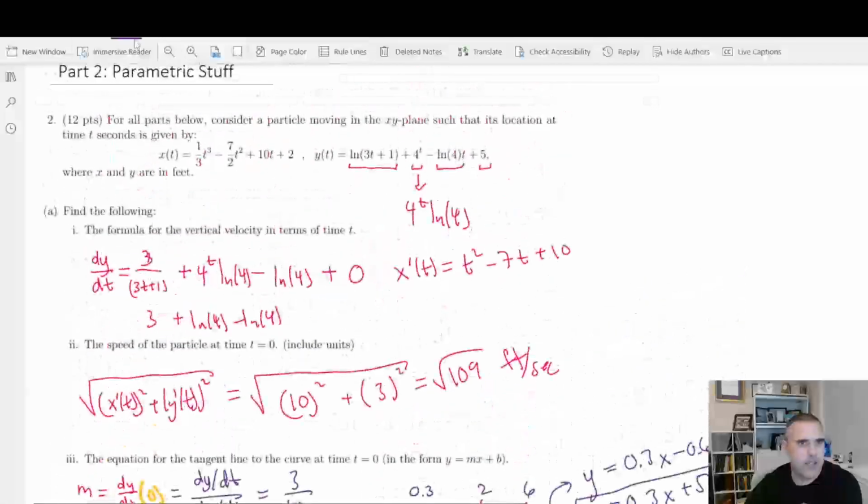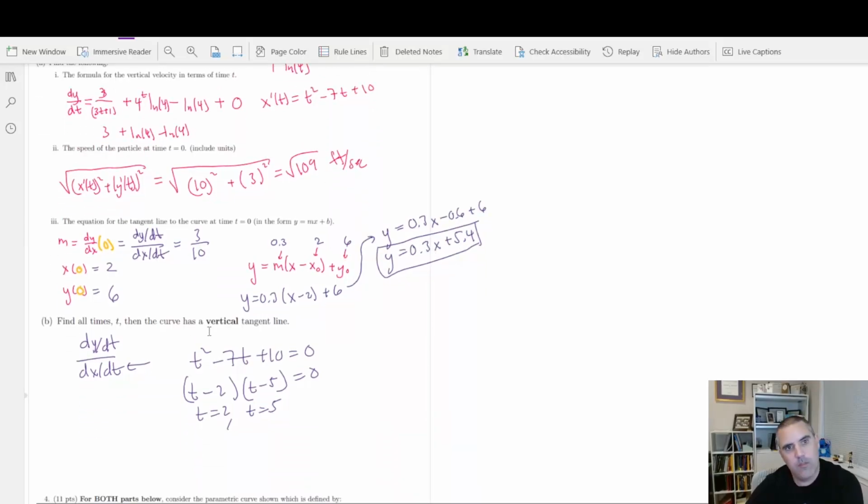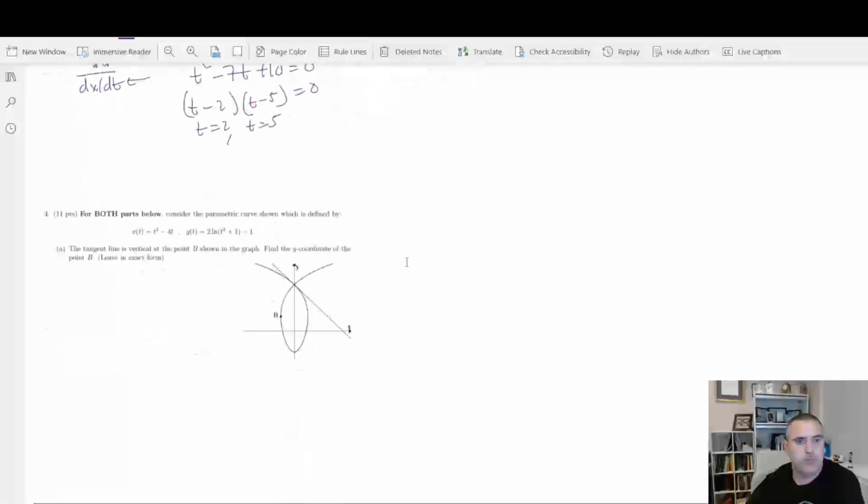Okay, so you can see that problem illustrated sort of everything. We had the vertical velocity, we had the horizontal velocity, we had the speed, we had the slope. And the only weird question maybe you could be asked is vertical tangent. So I tried to find a question on multiple exams that kind of had a little bit of everything.